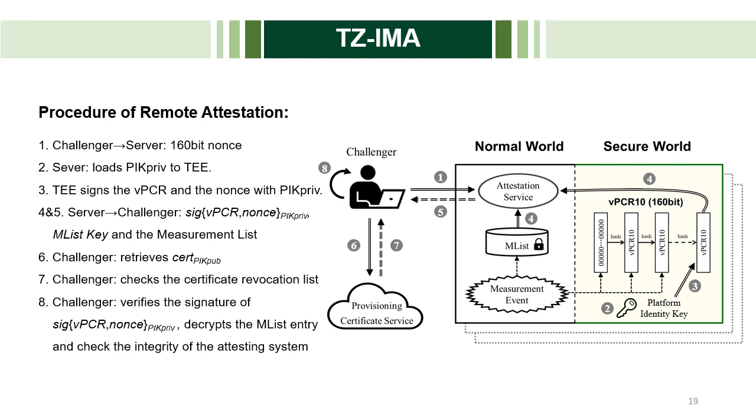Finally, in step 8, the challenger verifies the signature and leverages the mList key to decrypt the measurement list entry. If the signature is valid, then the vPCR value is trustworthy and can be used to verify the integrity of the measurement list. The integrity of the attesting system can be verified by comparing the measurement value of each measurement list entry with a list of trusted measurement values.